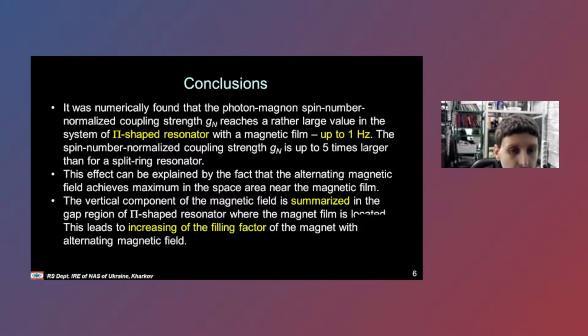Here we obtain that if we want to increase the photon-magnon coupling strength, we can also increase the filling factor of the magnet by the alternating magnetic field. For this resonator, we place the sample in the large alternating magnetic fields, and our filling factor reaches quite a large value.